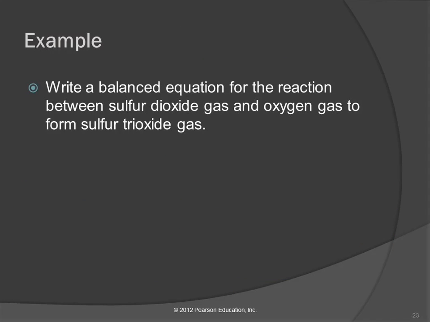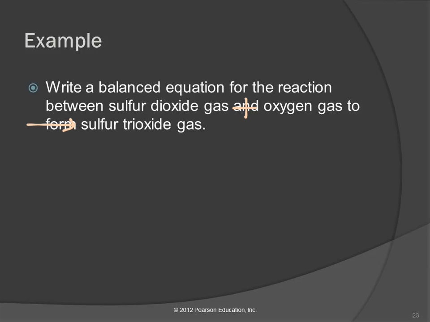Let's do another one. Balanced equation for the reaction between sulfur dioxide gas and oxygen gas to form sulfur trioxide gas. So they're giving us a sentence description. So we've got sulfur dioxide and, that's the plus, oxygen gas to form, that's the arrow. Sulfur dioxide plus oxygen forms sulfur trioxide.